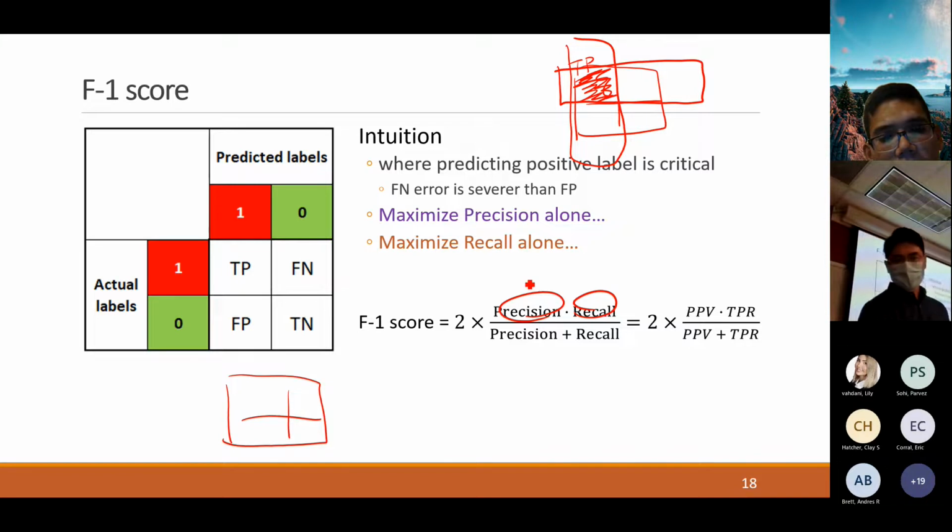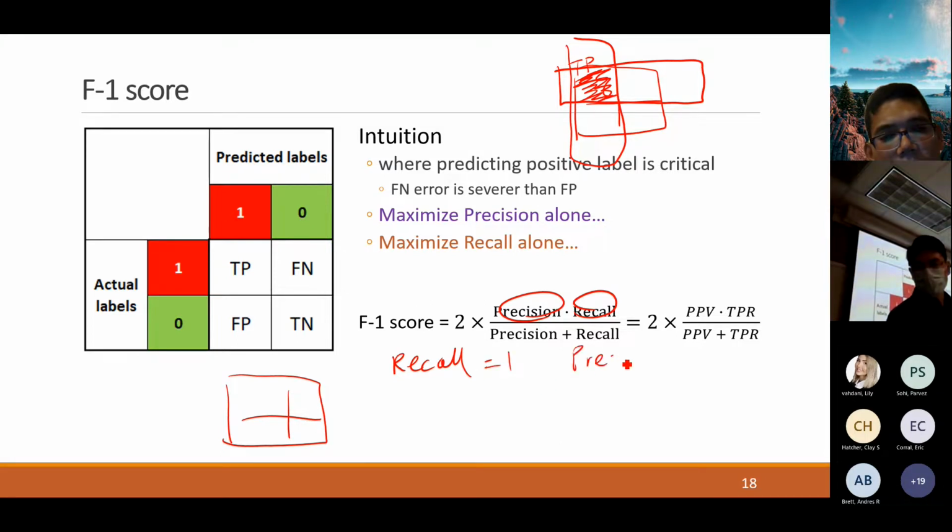Let's do this first. Let's take a look at the scenario where F1 score is high. If you have recall equal 1, precision equal 1, so both of them are perfect. If you have both of them perfect, then you would have a perfect F1 score.